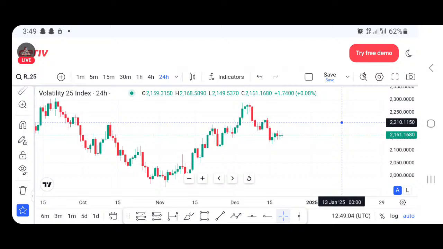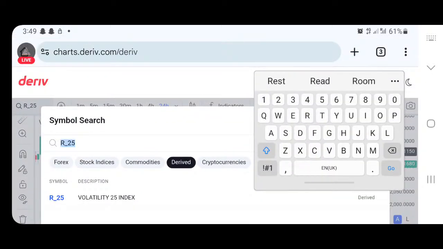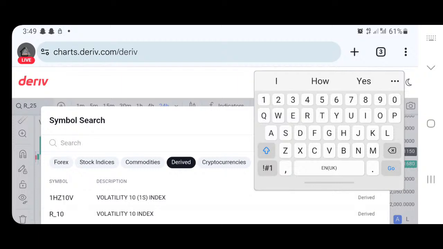Here on drive we don't have them, but this daily time frame is enough for us. So when we come on a daily time frame, what we have to do is find the bias where the market is going. Are you getting the point? So now this is volatility 25 index.